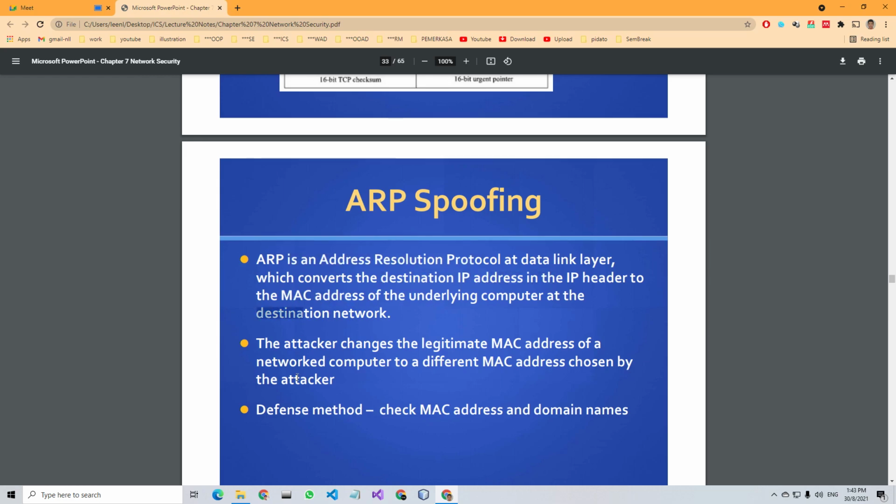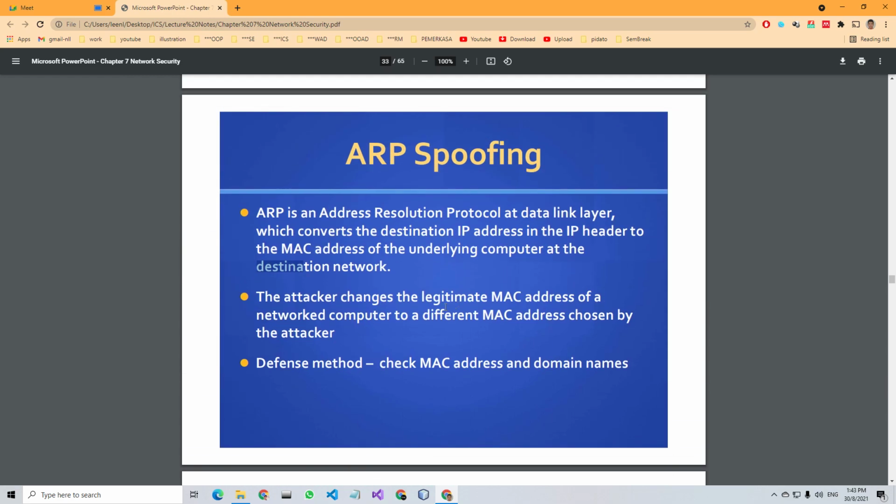Okay, look at the second bullet. Attacker changes the legitimate MAC address of the network computer to a different address chosen by the attacker. So what's the defense method here? Check the address and the domain name.